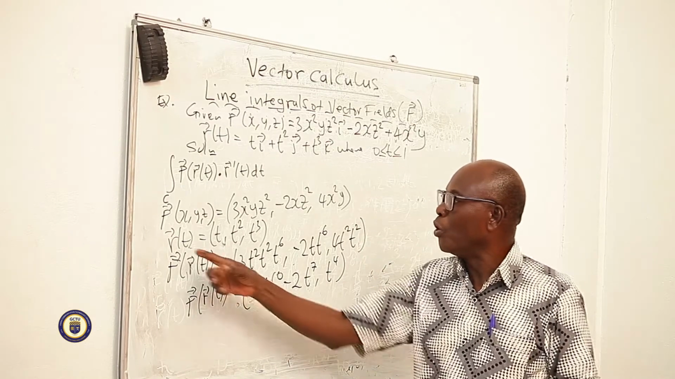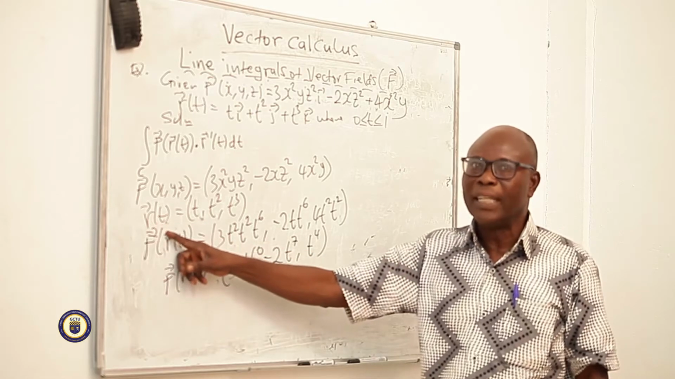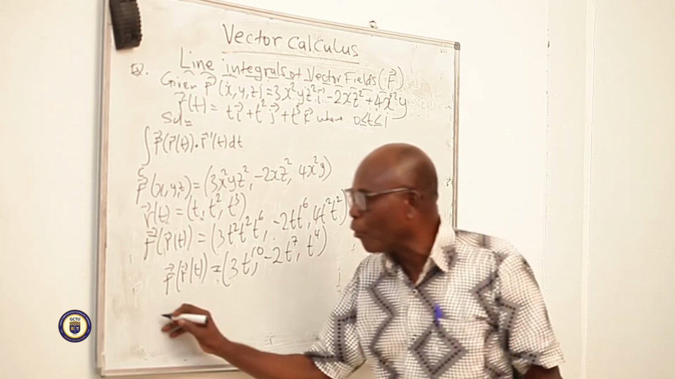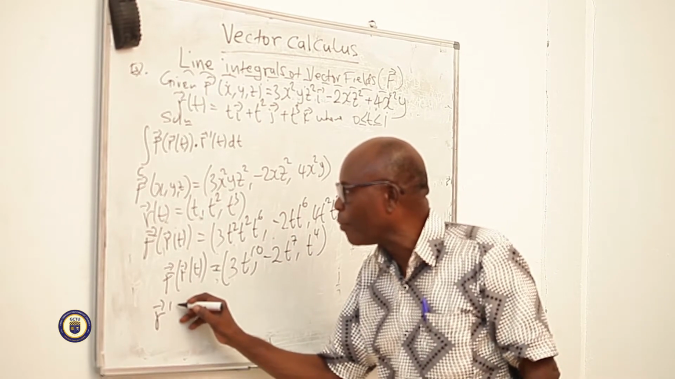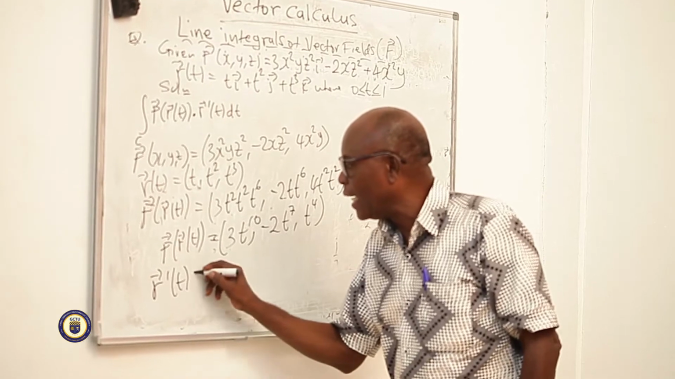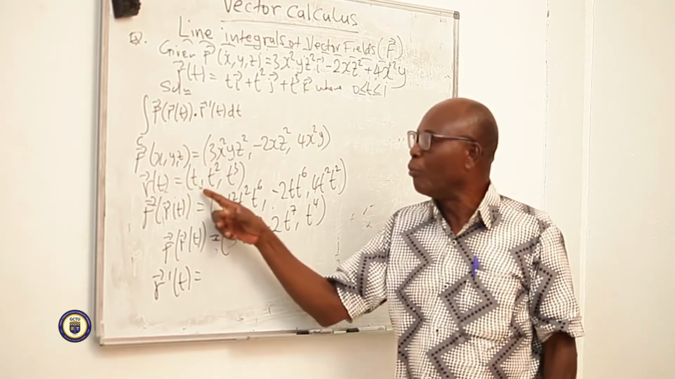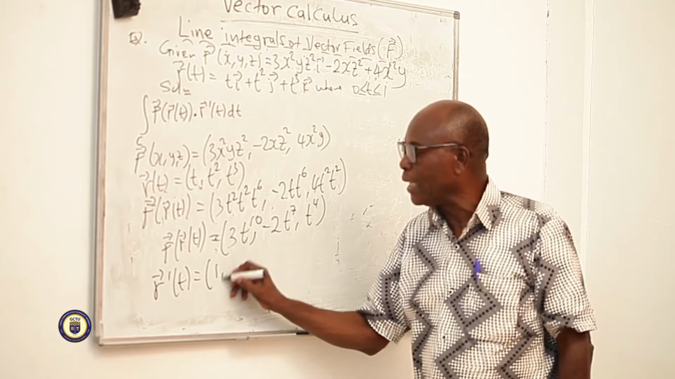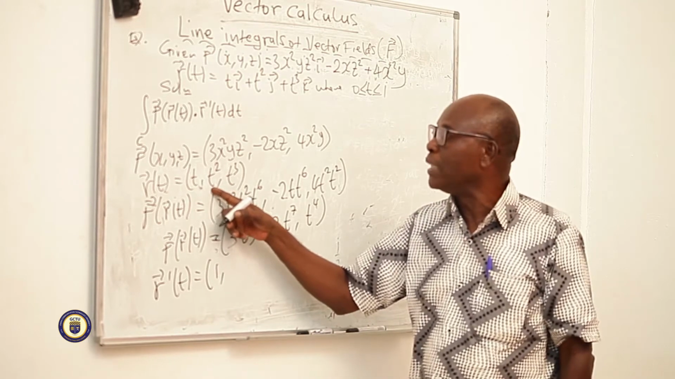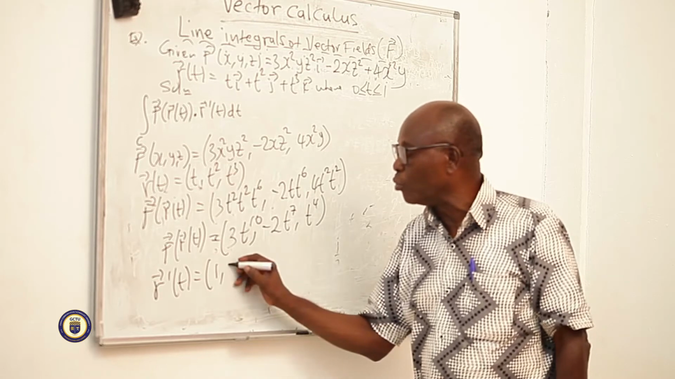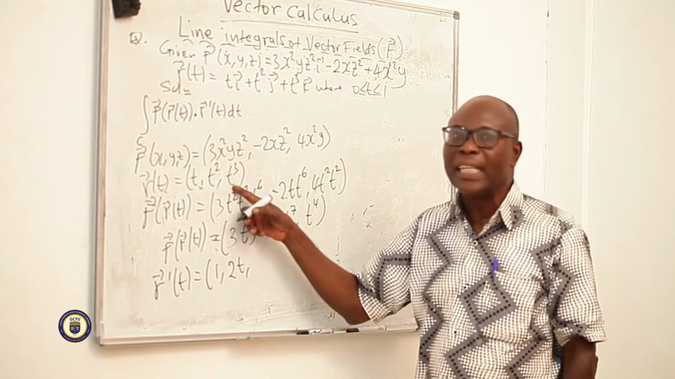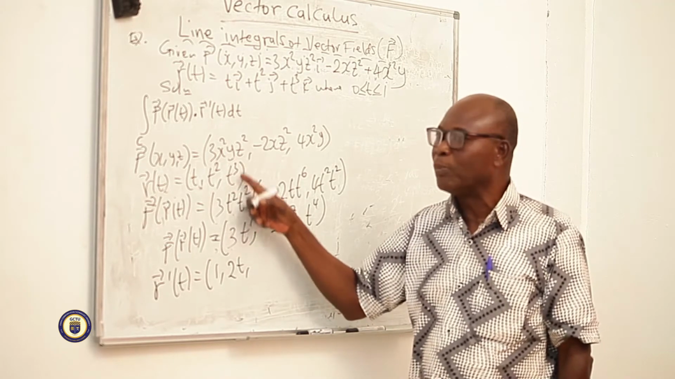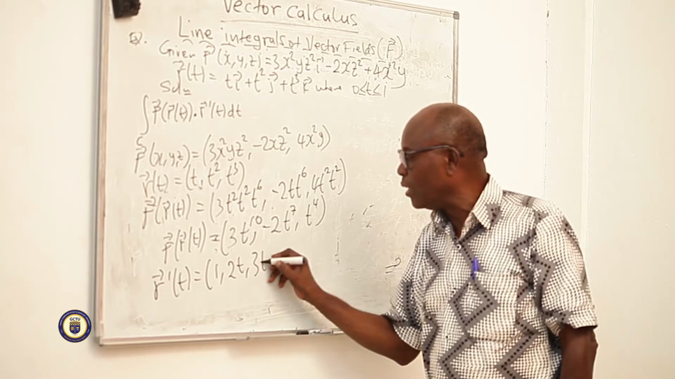Now, with r of t, we are going to find r prime of t. That is differentiate this one with respect to t. So if you differentiate t with respect to t, you get 1. If you differentiate t squared with respect to t, you get 2t. And if you differentiate t cubed with respect to t, you get 3t squared.